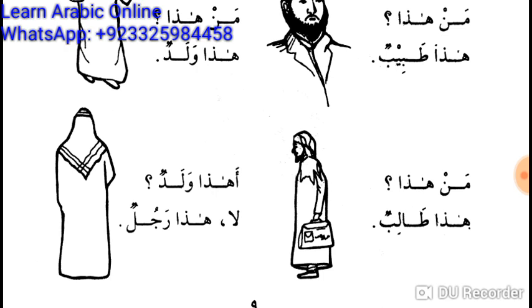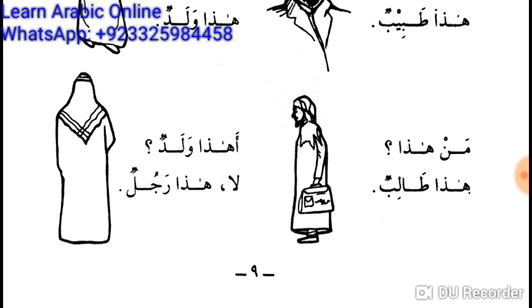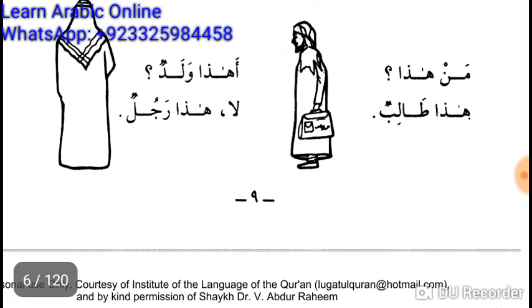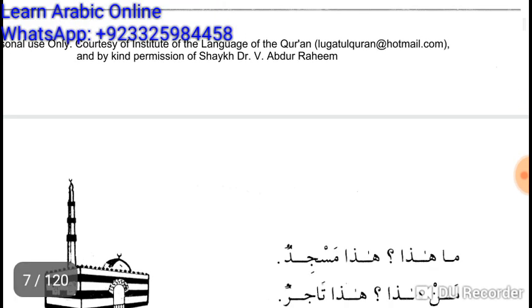Ahaza waladun? Is this a boy? Good. La. Haza rajulun. Rajulun. No, this is a man. Rajulun means man. Yes, this is a man. Rajulun. It's a man. Yes. Waladun is a boy. Good. Rajulun is a man. Good. Okay.